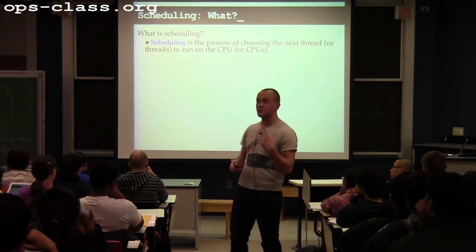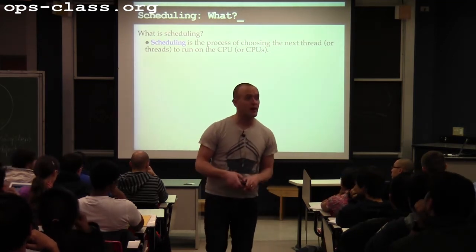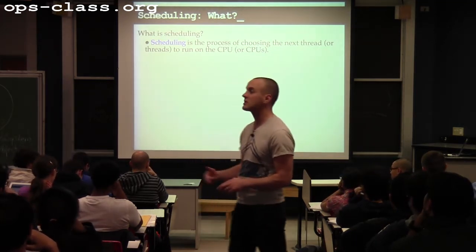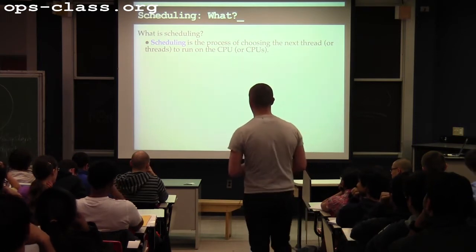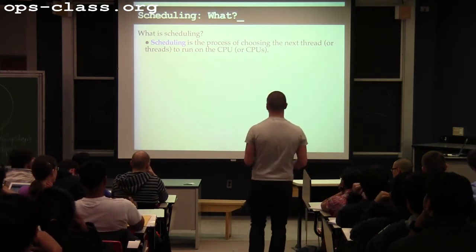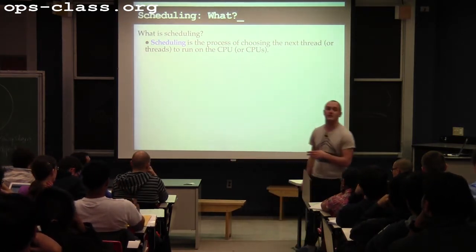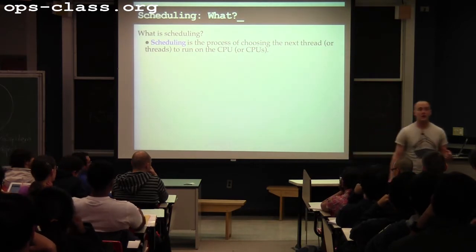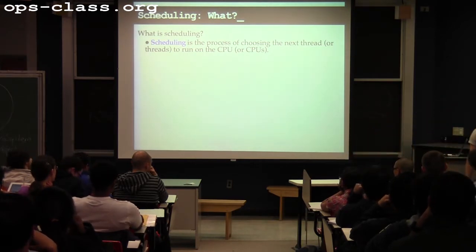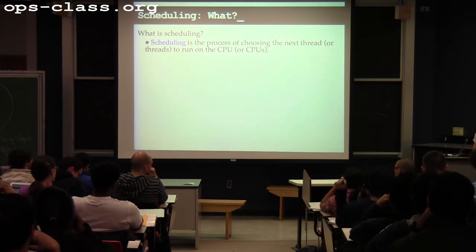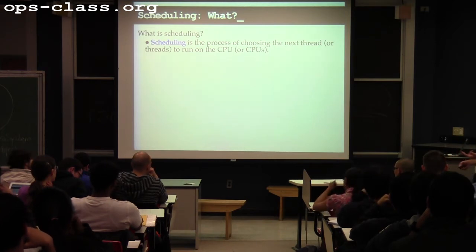Yeah, it's the process of choosing the next thread or threads, if I have a multi-core CPU. But we can reduce it to a single core problem. I have a core that's available, either because I've stopped the thread that was running or because that thread has made some sort of blocking call. It can no longer continue to run, and I need to allocate that core to a new thread. So choosing which of the threads that are ready to run is actually going to be able to use the CPU at a given time.